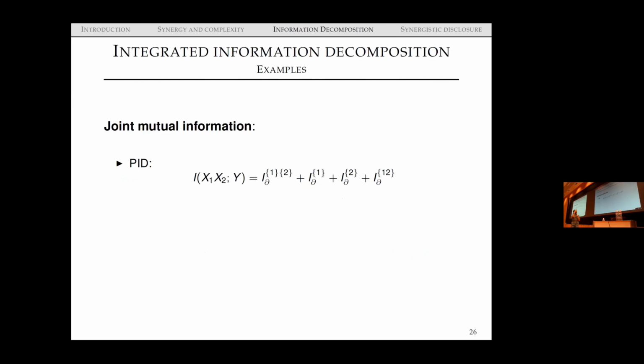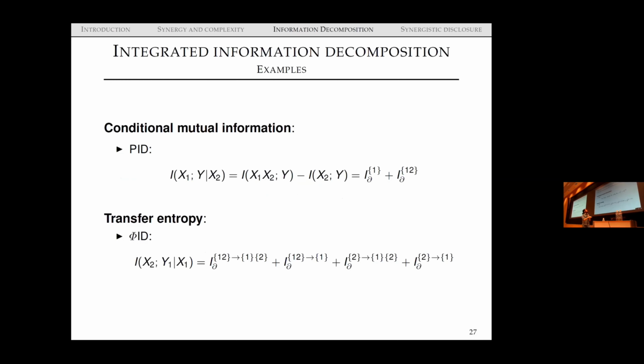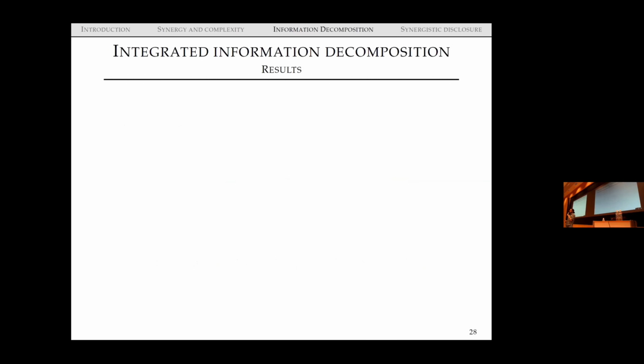You can do a similar thing for the joint mutual information, and you get 4 terms in here, and you get 16 terms in there. And you can do other interesting things, like, for example, with conditional mutual information, or in PID, you can write down the conditional mutual information as a difference between normal mutual informations, and you get a unique and the synergy. And in FID, if you do a transfer entropy, again, you get 4 terms that include synergies and uniques of various sorts. Okay? Now, what can we do with this?